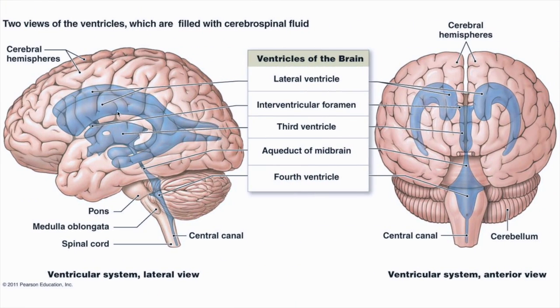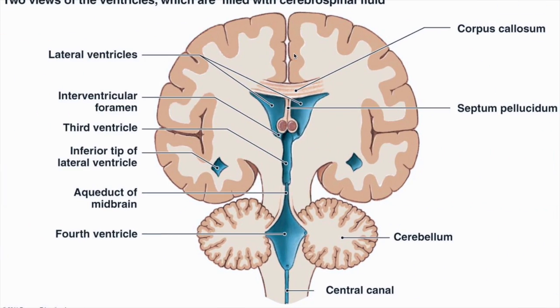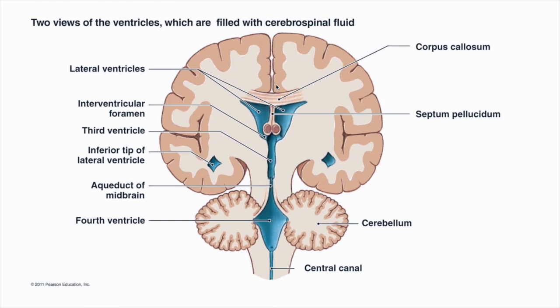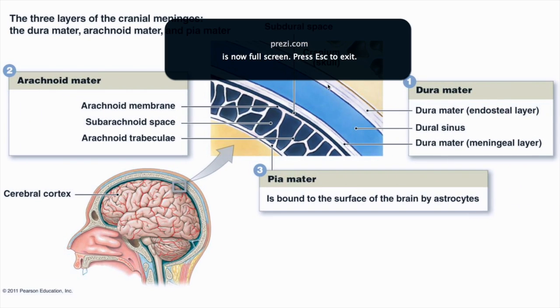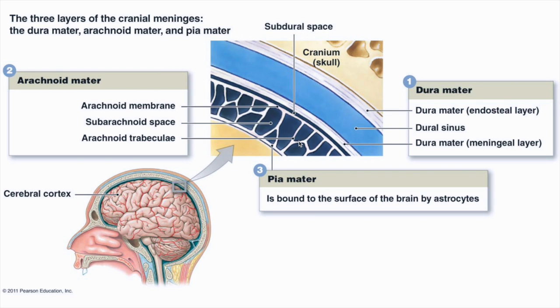Inside the brain, we have these ventricles, which are filled with cerebrospinal fluid. Ventricles, they're lined by ependymal cells. In this figure, we see the corpus callosum connecting the two hemispheres. And the brain is very well protected by bone, and then by the meninges, and then also by the cerebrospinal fluid, which we would find in here.